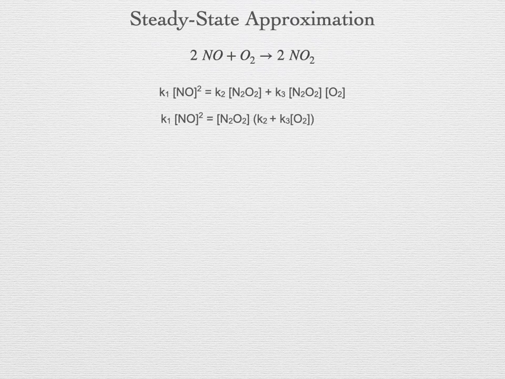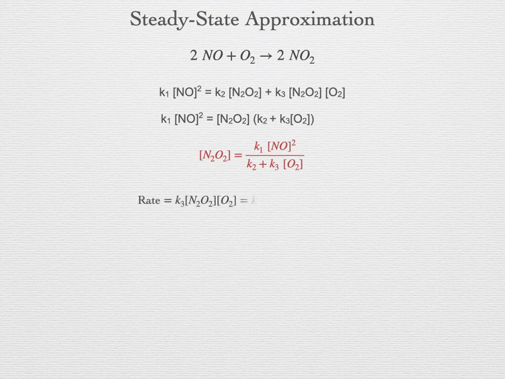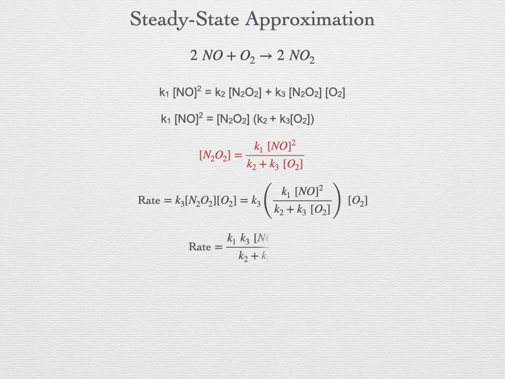We can factor out that concentration, move the residue to the denominator on the other side. Here's the expression for the N2O2 concentration. We now substitute this back into the expression we had for the rate of step 3. Gather the terms together, and our final expression for the rate of the reaction is this.